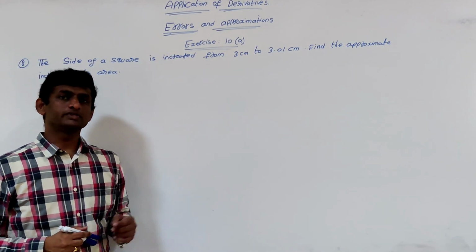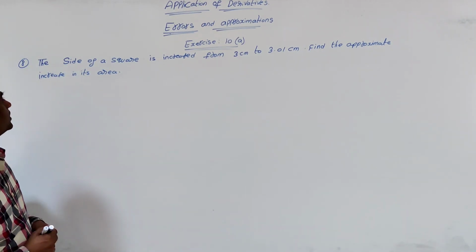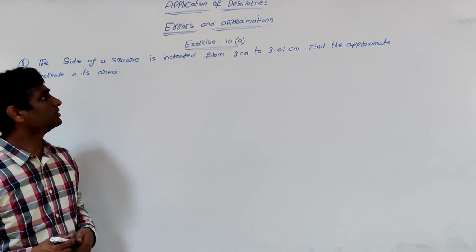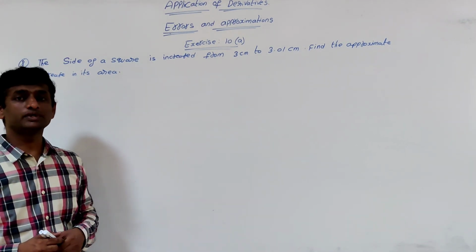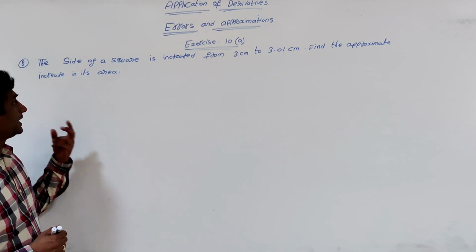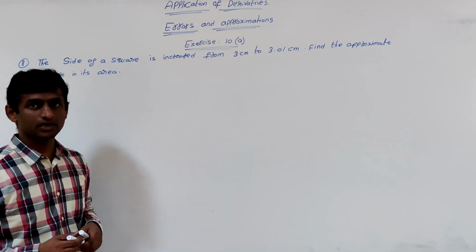So the next problem is on a square. So we'll see the question. The side of a square is increased from 3 centimeters to 3.01 centimeters. Then find the approximate change or increase in its area. So he is asking what is the change in its area.